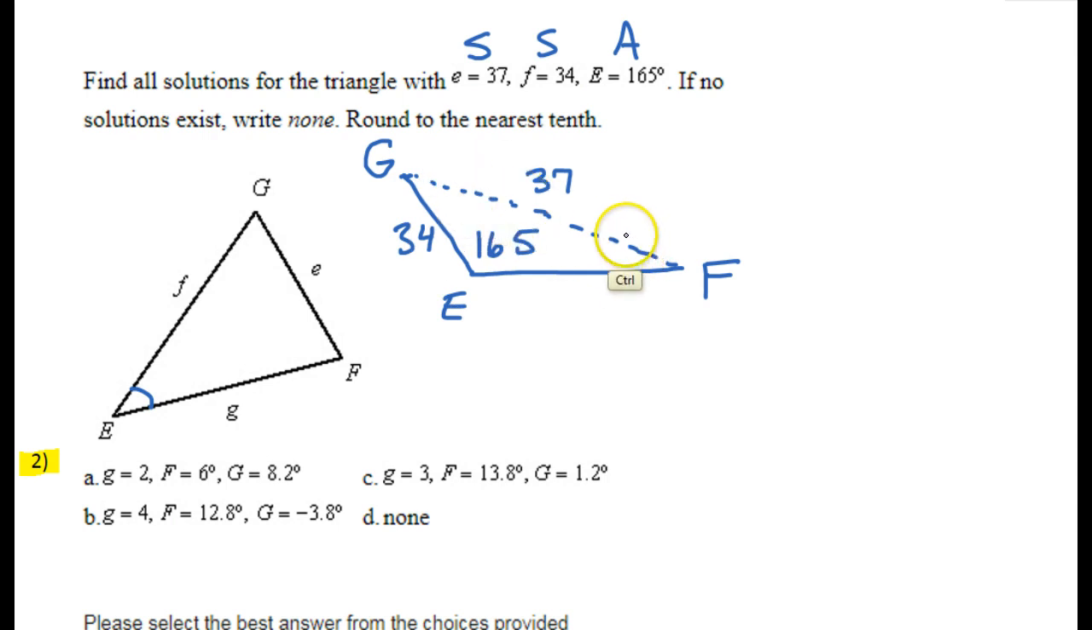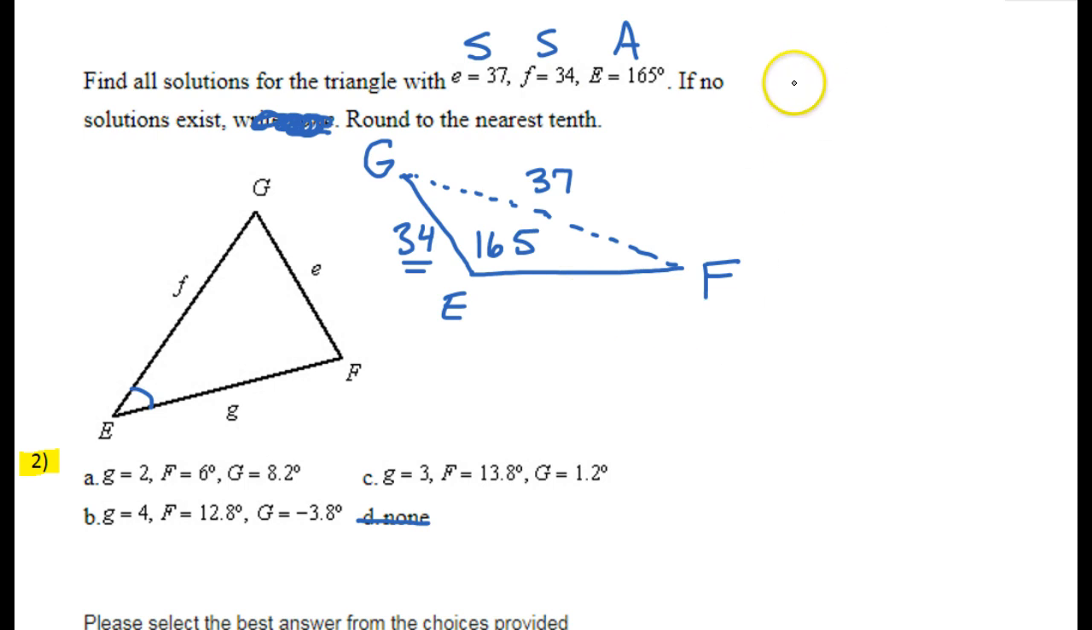So first of all, is this possible? The reason we might have none would be if this length is not long enough. I always think of the unknown side as a rope. If this rope is not long enough to reach, then we'd have no triangles. So it has to be longer than 34 in order to reach. And it is longer than 34, so it will reach. We don't have to worry about none, so we can forget about option D. There will be a solution. Now we just have to find it.